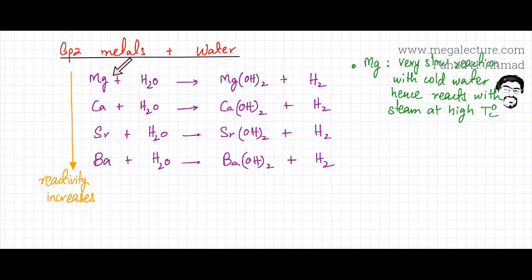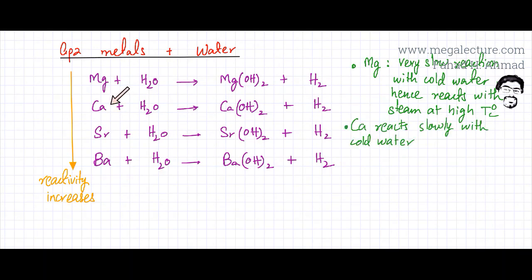The first element, magnesium, has a very slow reaction with cold water. So when the water is cold, there's hardly any reaction. Hence, it reacts with steam at high temperatures. So you need very high temperatures for this reaction, and water is usually in the form of steam for this reaction to happen at a considerably faster rate.